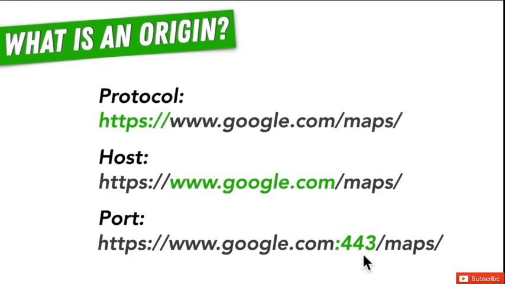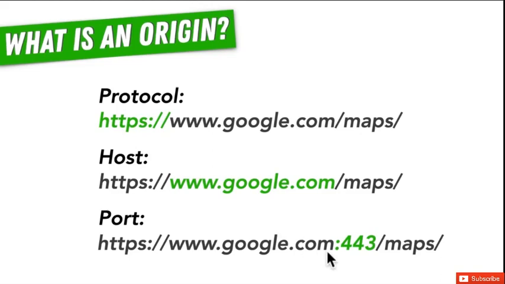We can browse to other pages at that origin. So maybe we replace maps with mail to get our email, but we can't change google.com to facebook.com and still be at the same origin. That makes a lot of sense. But we also can't change the protocol. So if we go to http google.com and not https, the origin has still changed. The origin is the combination of these three things.